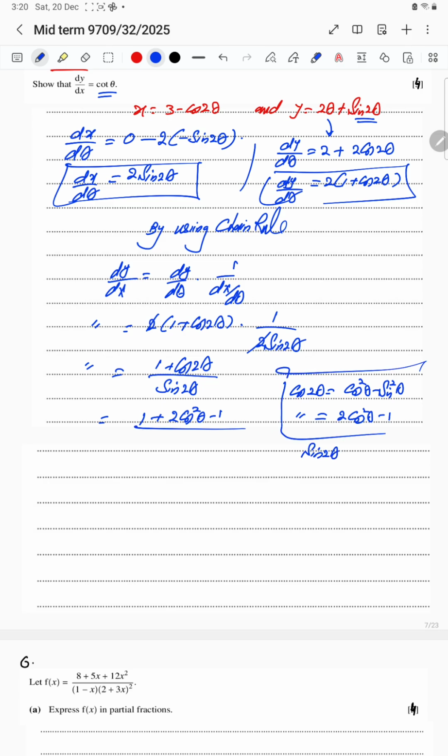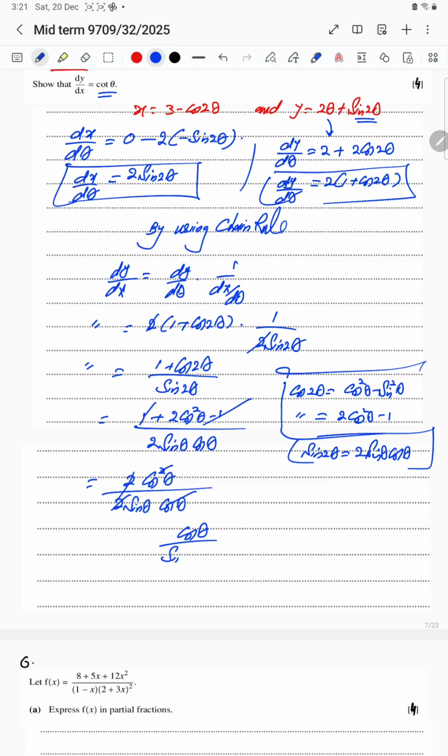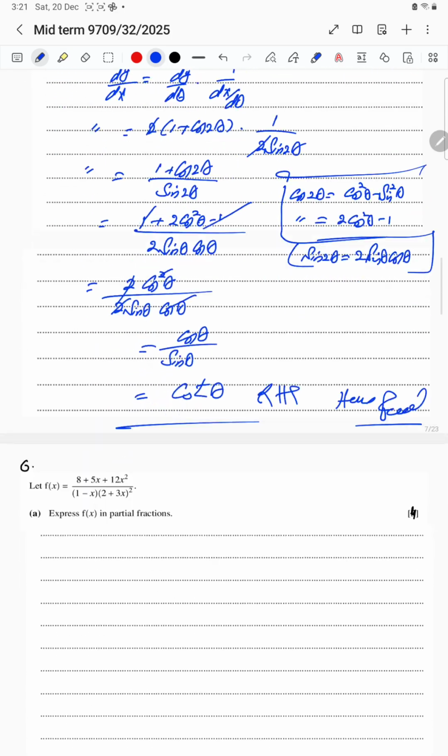Sine of 2 theta is 2 sine theta cos theta. It is also given in the formula sheet. So you need to sometimes focus on the formula sheet, because a few things are already given there. So 2 cos square theta over 2 sine theta cos theta, the 2s cancel, one cos goes, and we have cos theta over sine theta, that is the reciprocal of tan theta, that is cot theta. Hence proved. I hope it is very much clear.